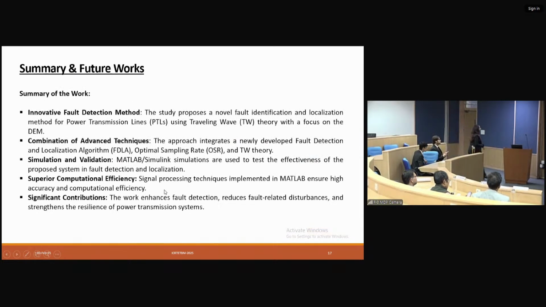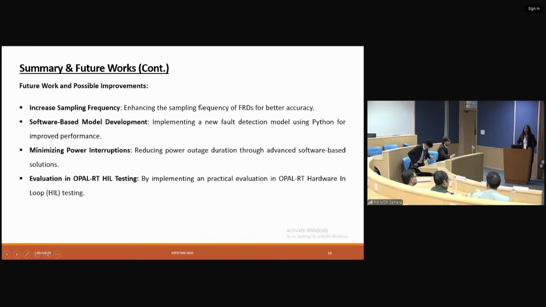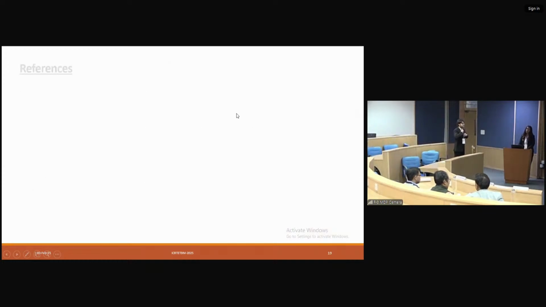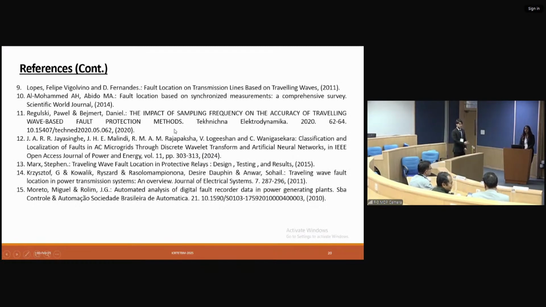This is the summary of our work, and this is the possible future work and improvements. We'll try it after. These are the references that we used in our work, 15 references in total.